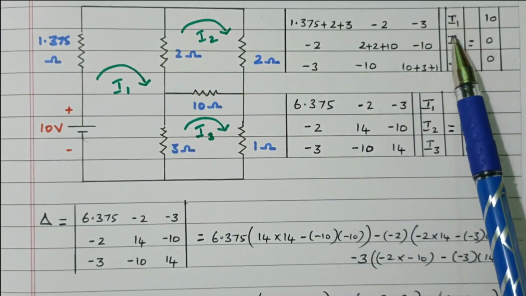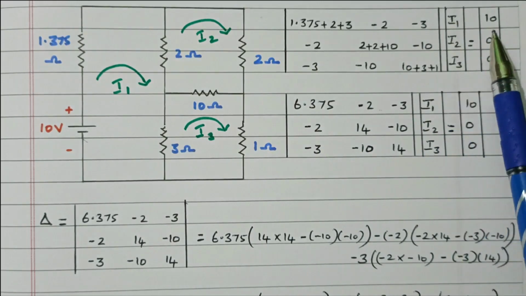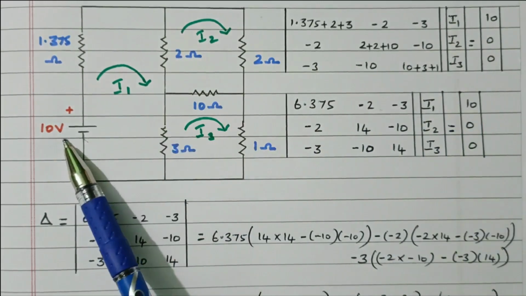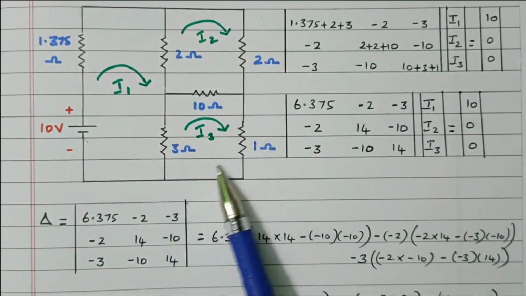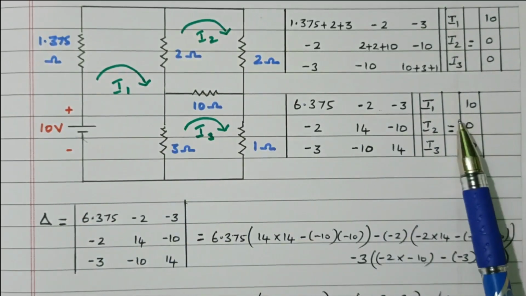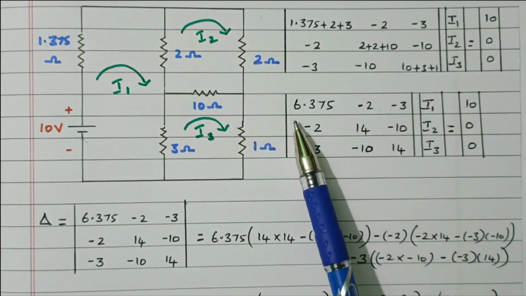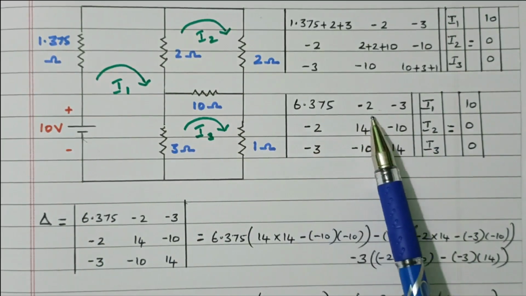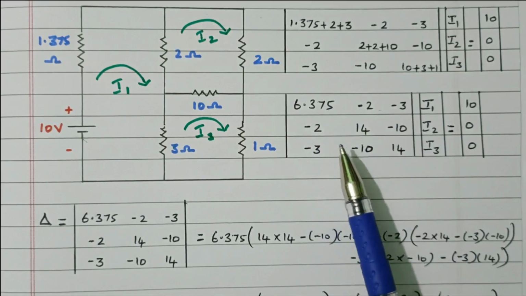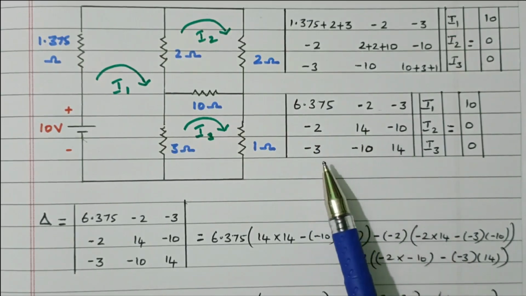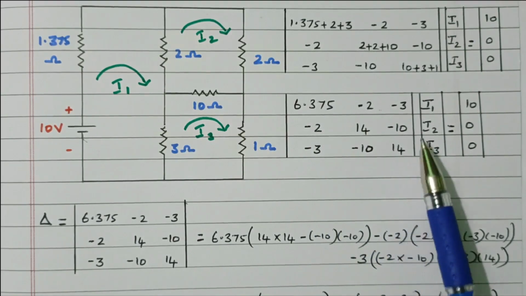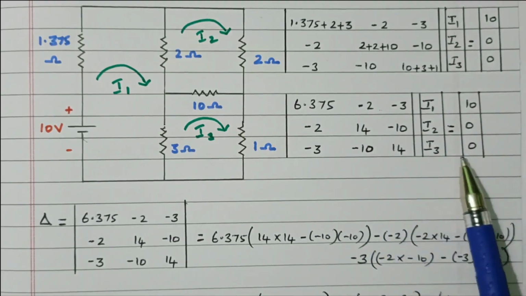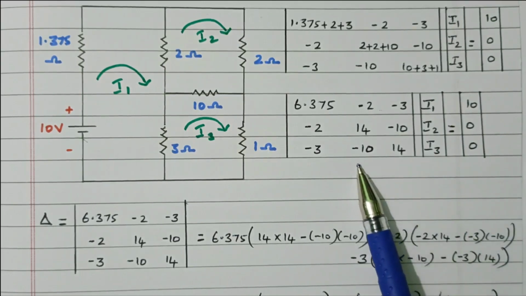Then the currents are I1, I2, I3. In loop 1, 10 volt is available, a 10 volt source. In loop 2 and loop 3, there is no voltage source, so it is 0. After adding, we got 6.375, minus 2, minus 3; minus 2, 14, minus 10; minus 3, minus 10 and 14. Right? So I1, I2, I3, and 10, 0, 0. So this is the voltage matrix, current matrix and resistance matrix.